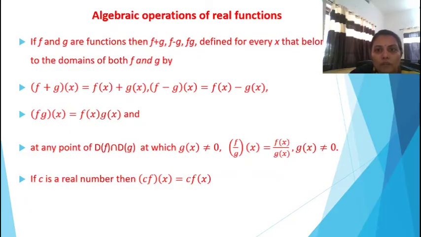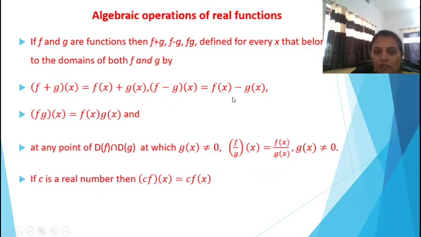So we have to remember one thing, for real functions this should be the range and the domain should be greater than or equal to 0. Now we have the algebraic operations of real functions. If f and g are functions, then f plus g, f minus g, fg are defined for every x that belongs to the domain of both f and g, where f plus g of x is equal to f of x plus g of x.